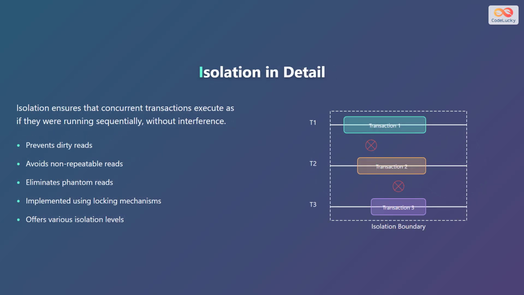Isolation ensures that concurrent transactions execute as if they were running sequentially, without interference. This prevents dirty reads, avoids non-repeatable reads, and eliminates phantom reads. It is implemented using locking mechanisms and offers various isolation levels. Imagine multiple people trying to book the same seat for a concert at the same time. Isolation ensures that each transaction is separate. In that way, they don't affect each other so that only one person gets the seat.